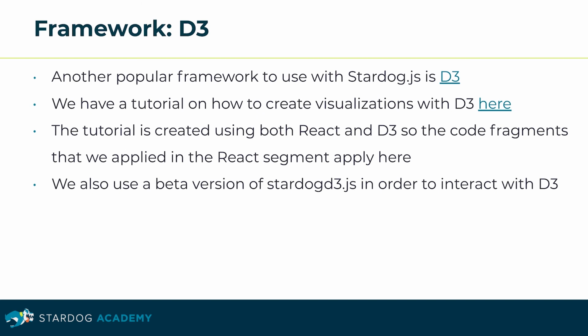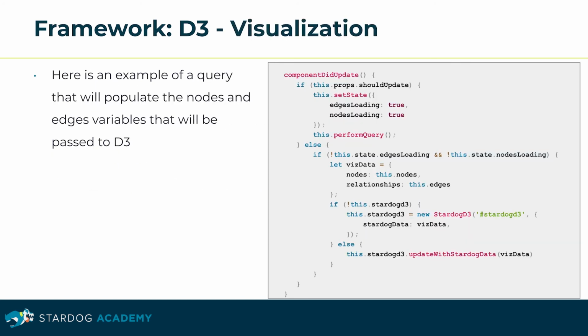Another popular framework to use with Stardog.js is D3. We have a tutorial on how to create visualizations with D3 in our GitHub repo. The tutorial is created using both React and D3, so the code fragments that we applied in the React segment apply here. We also use a beta version of Stardog D3.js in order to interact with D3. Here is an example of a query that will populate the nodes and edges variables that will be passed to D3.